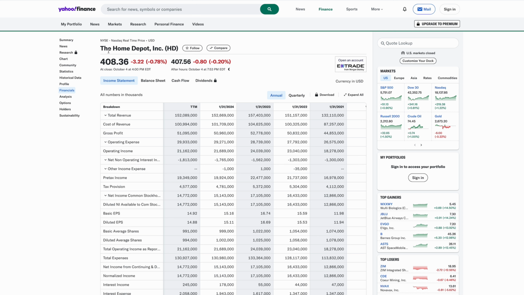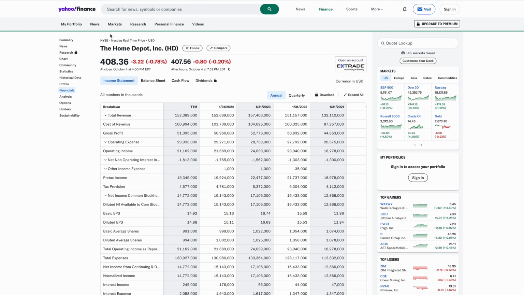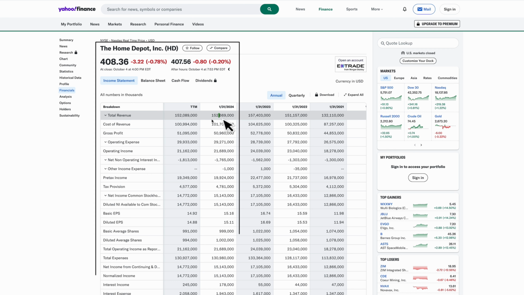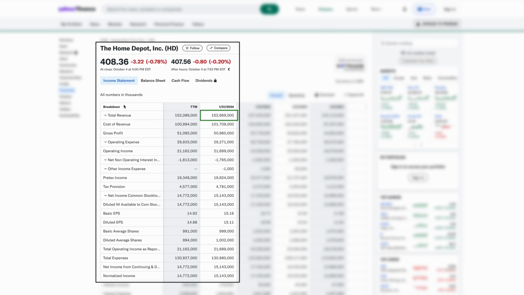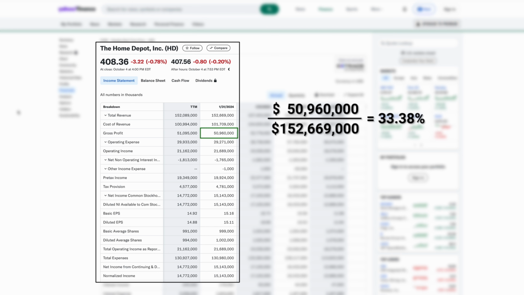The first one that we're going to look at is Home Depot Incorporated. Everybody knows Home Depot. And the other is Carlisle Companies. So let's look at Home Depot real quick, the first one. All the numbers here are in thousands, so we need to add 3 zeros to the end of this. So if we look at their total revenue was $152 billion. Their cost of revenue is $101 billion. If you look at their gross profit, it's 33% of their total sales.